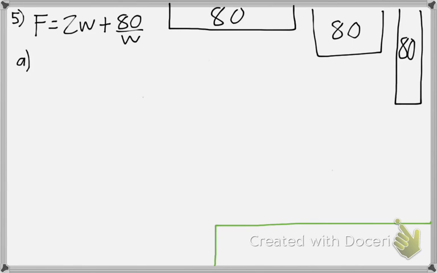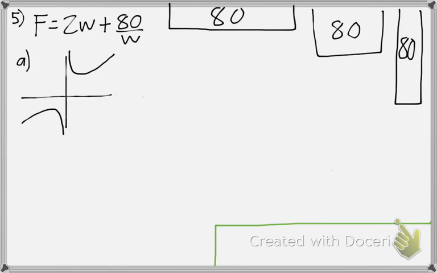They do give us the function for the amount of fence required. So 2w comes from the fact that there's two widths, and 80 over w comes from the fact that that is the length, and it's only one of them because the side that's with the barn doesn't have a fence. So if we graph that on the calculator, then we get something that looks like this.